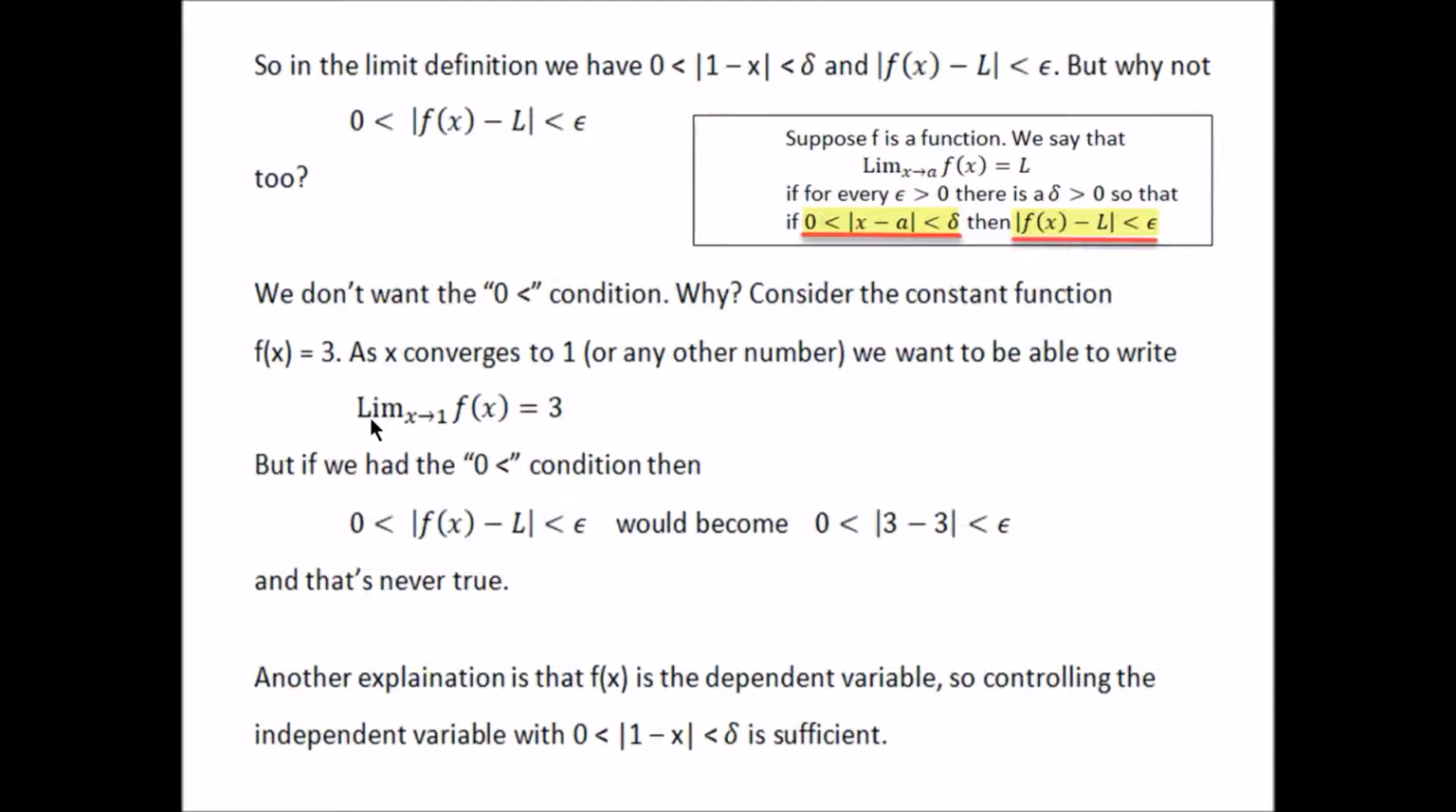Another explanation, or another way to think of it, is that f of x is the dependent variable. So putting this condition of 0 is less than on the independent variable is sufficient. It automatically takes care of the dependent variable. This is a fine point. You don't have to worry about that too much, probably.